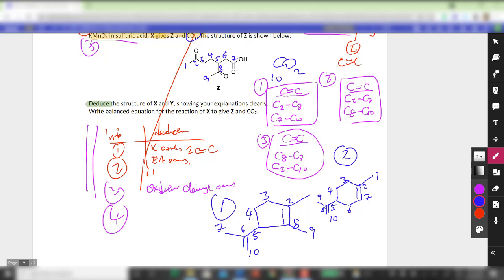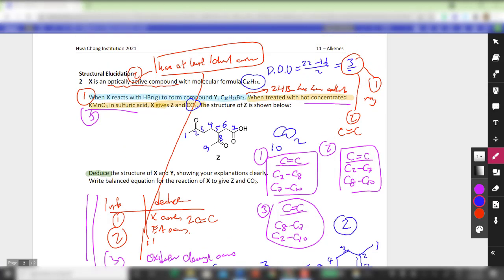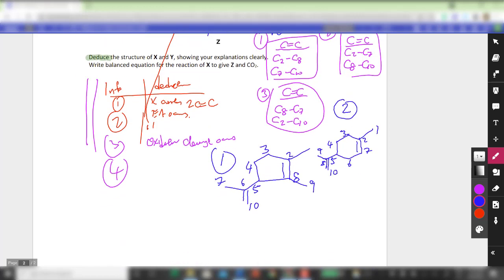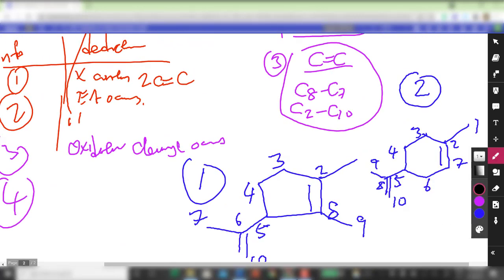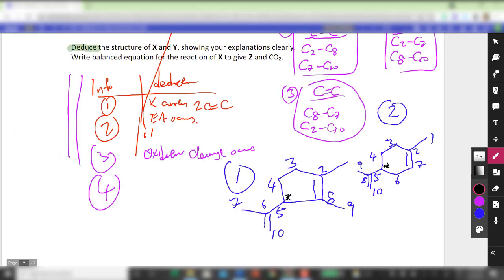And then if you recall, we need to have a chiral center over here, because it's optically active. So maybe we should also try to indicate the chiral center. So this is likely to be the chiral center, and this is likely to be the chiral center as well. Okay. Or rather, this is the chiral center. Yeah, okay, because it is asymmetrical.